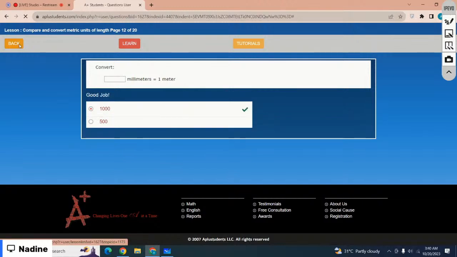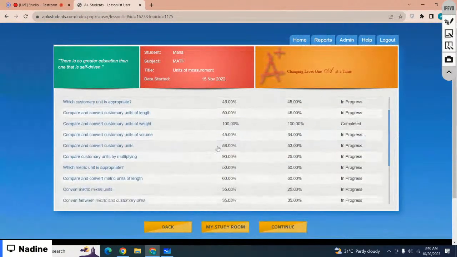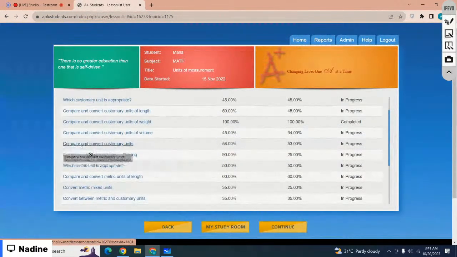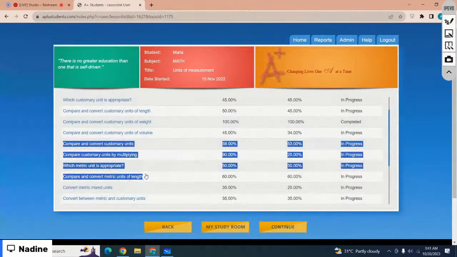Okay, you can complete the lesson by yourself later today. So, we were working on grade 4 math. The chapter we're working on is unit of measurement, and the lessons we have covered today are compare and convert customary units, compare customary units by multiplying, which metric unit is appropriate, and the one we just did is compare and convert metric units of length, right?